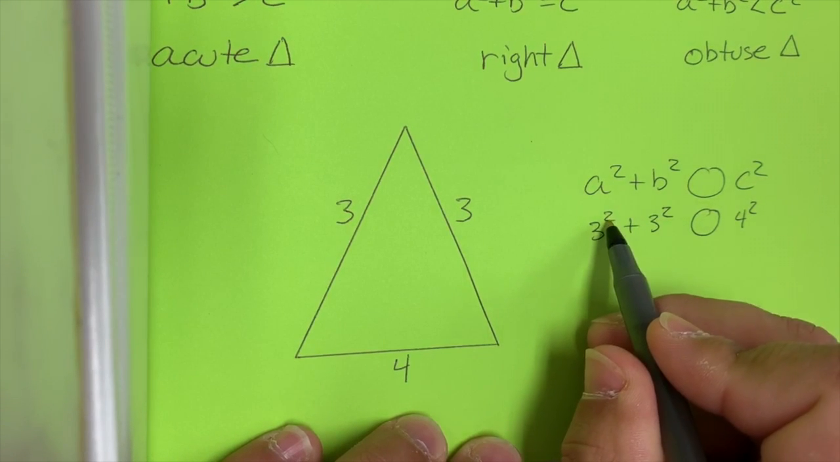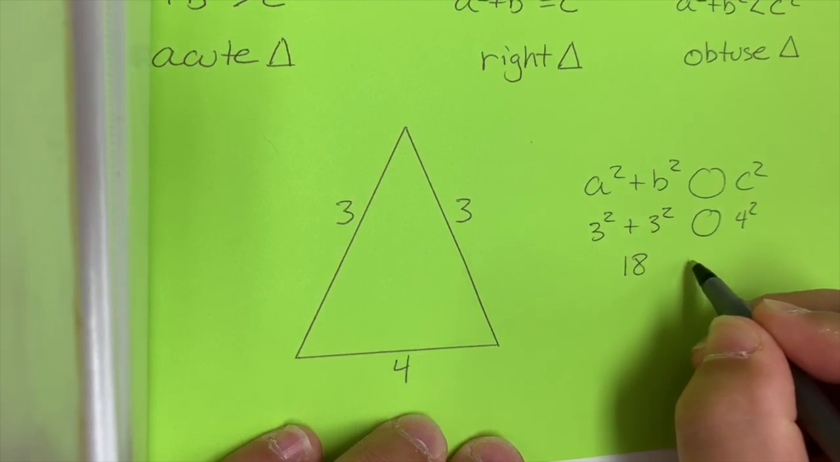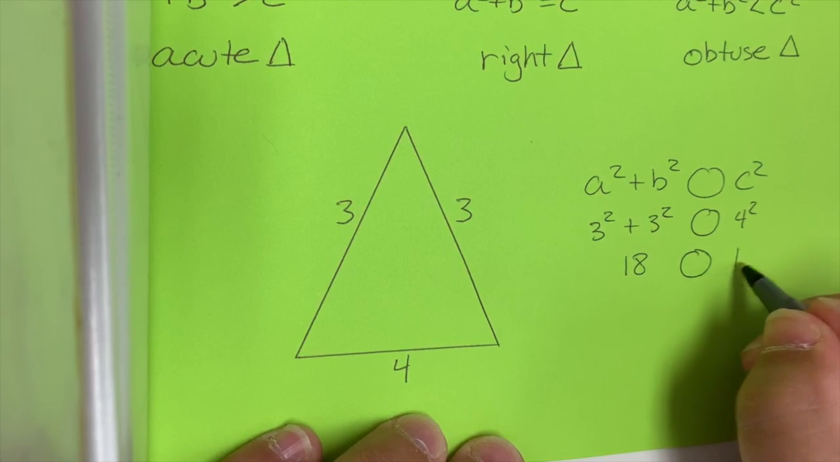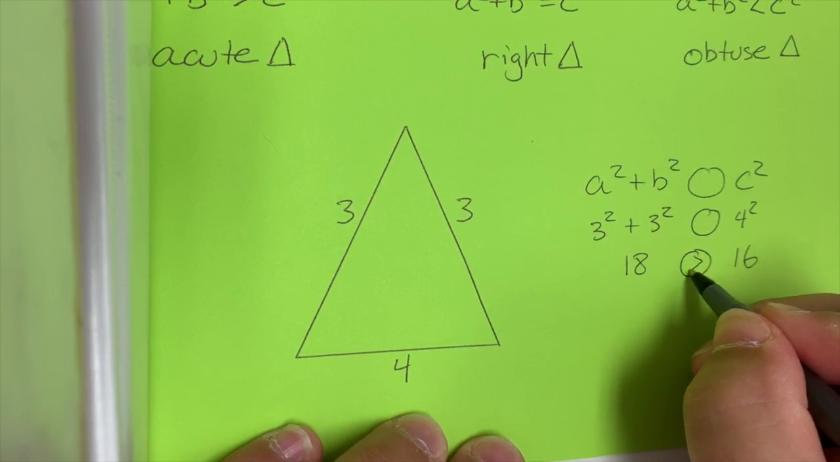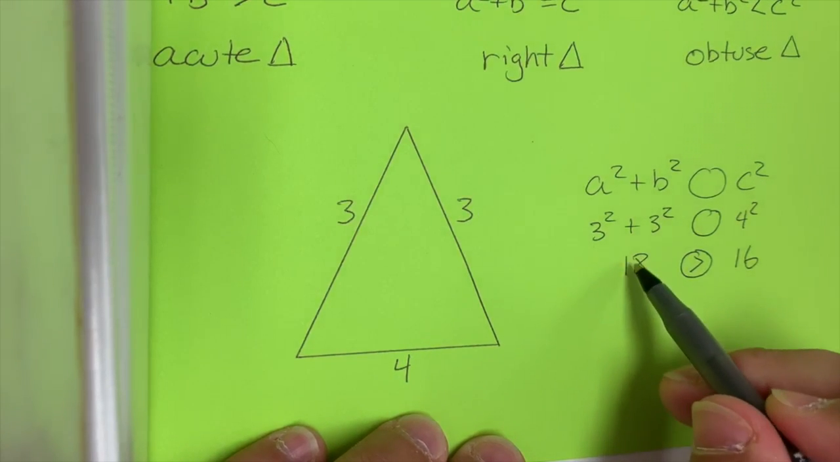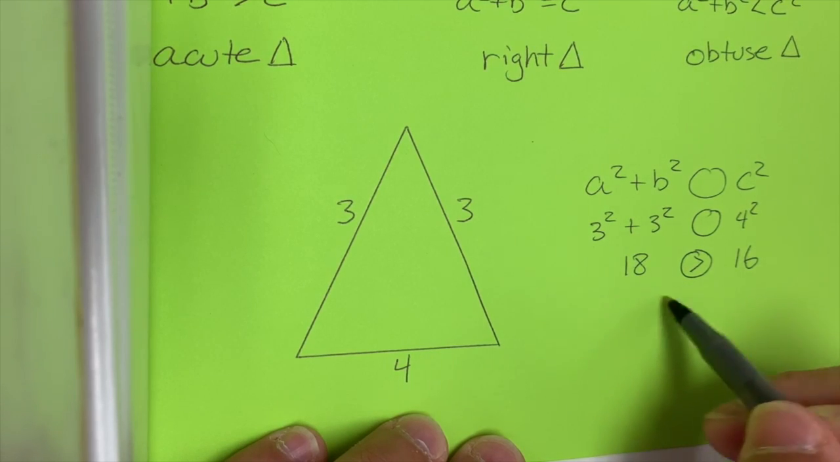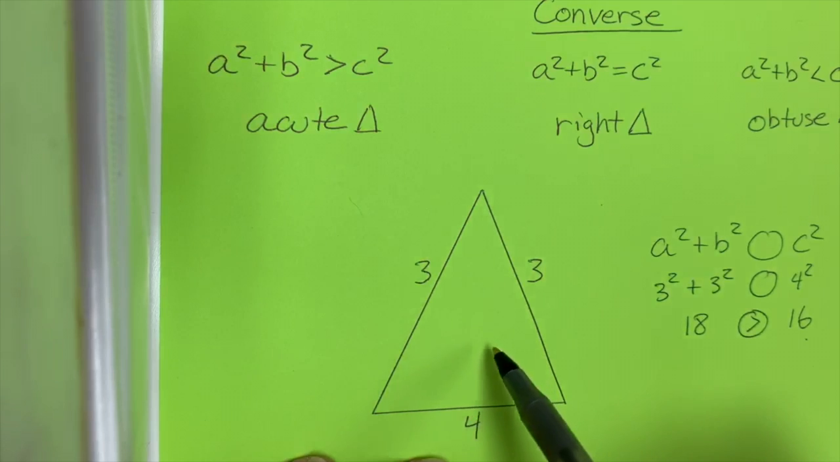So 3 squared is 9. So 9 plus 9 is going to be 18, and that's compared to 4 squared, which is 16. And we all know that 18 is going to be bigger, right? So if a squared plus b squared is larger than our c squared, that makes this an acute triangle.